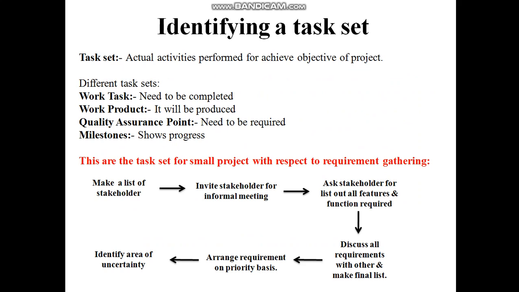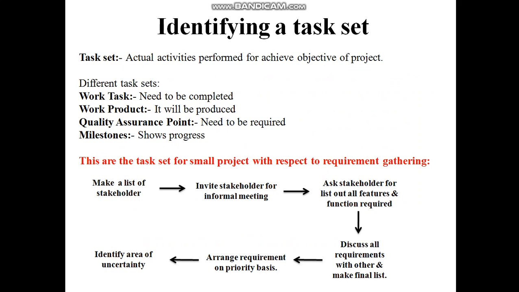Here this is a task set for a small project with respect to requirement gathering. So first, make a list of stakeholders, invite the stakeholders to an informal meeting, then ask the stakeholders to list out the features and functions which are required. Then from those features and functions, discuss all of that and make a final list.